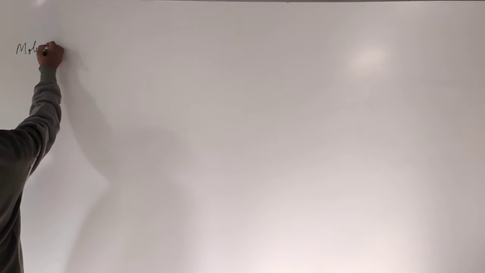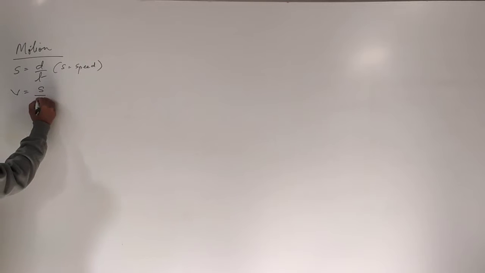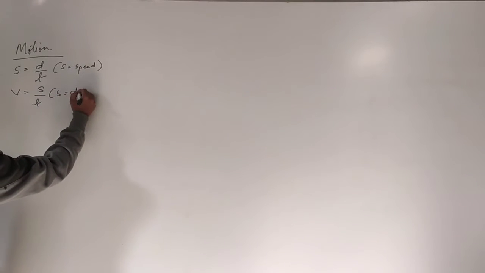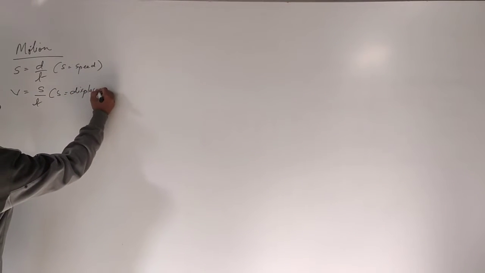So in the motion chapter we had quite a few formulas, and starting from the very first one, that is speed. So speed is distance upon time. This was S, S is the speed, so don't get confused. The next one was velocity. So velocity, V is displacement upon time. Over here S is displacement. Once again, don't get confused.